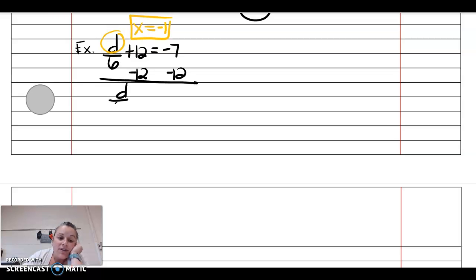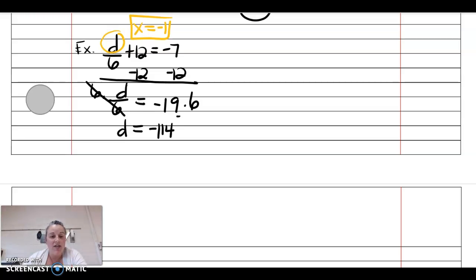So I have d over 6 is equal to negative 7 minus 12, negative 19. Okay, d is divided by 6 now, so we're going to multiply by 6. That cancels these out. Multiply by 6. So we get d is equal to negative 19 times 6, which is negative 114.